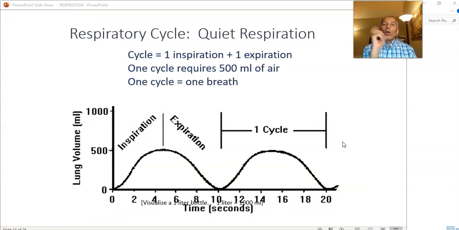One breath, or one cycle of respiration, equals one inhalation and one exhalation. Now, in normal breathing, like rest breathing, let's see the time it takes to take a breath for an adult. The adult needs about 12 to 18 breaths per minute. Let's say 12. You want to know how long it takes one cycle: 1 minute divided by 12 breaths. So 1 divided by 12 equals 0.08.